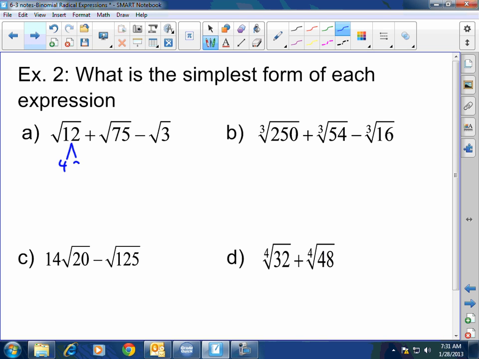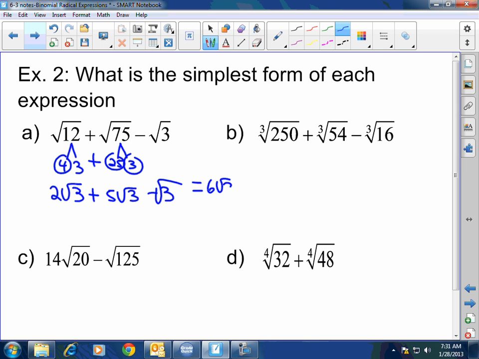So this is 4 times 3. Square root of 4 is 2. So you got 2 square root of 3 plus 75 is 25 times 3. So square root of 25 is 5, so I got 5 square root of 3, minus the square root of 3. Oh, square root of 3. Now we're good. Now we have like radicands. Now we have like radicals. Now we can go ahead and simplify this. 2 square root of 3 plus 5 square root of 3 is 7 square root of 3, minus the square root of 3 is 6 square root of 3.